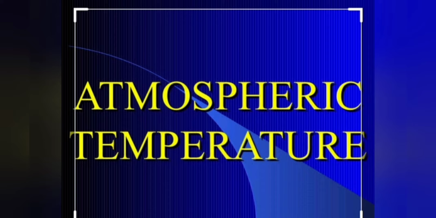Atmospheric temperature. The sun radiates heat and light energy. This is called solar radiation. The amount of solar radiation received by the Earth's surface is called insolation. The word insolation has been derived from incoming solar radiation.